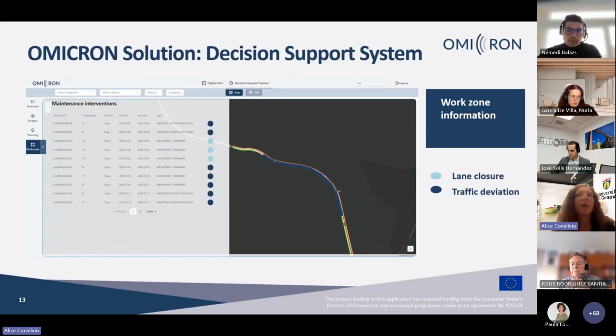And finally, we also have the details about the work zones visualized in a table, in which we have additional information such as the type of maintenance intervention that we have to perform, that we suggest, the starting and ending time suggested for the execution, and the suggested configuration. We can visualize, of course, in the map the corresponding work zones with different colors according to the configuration.